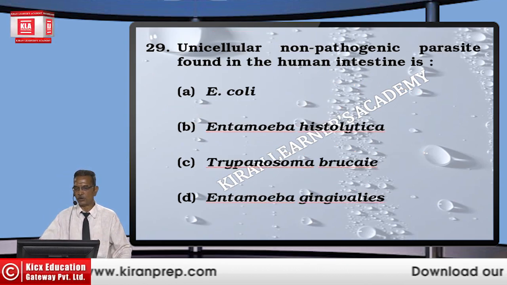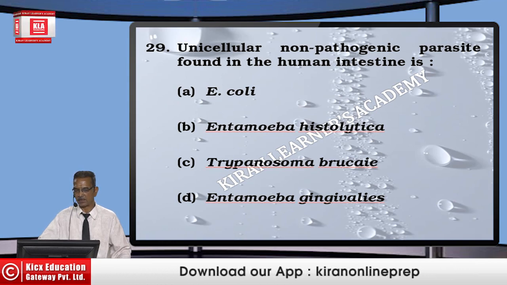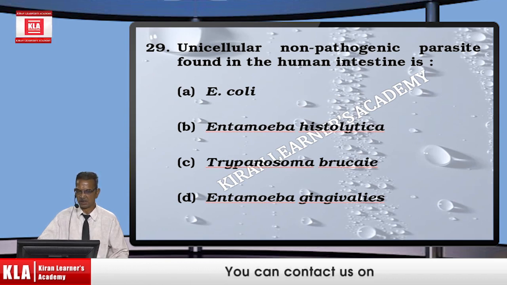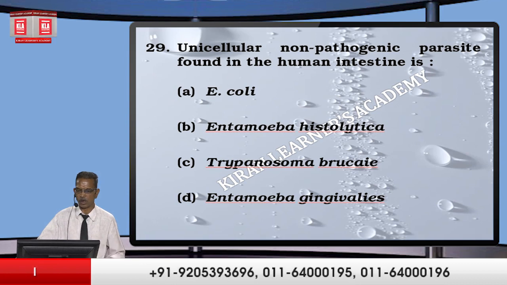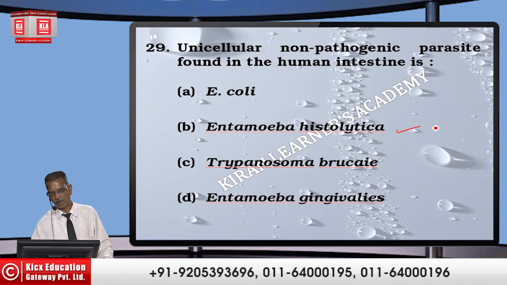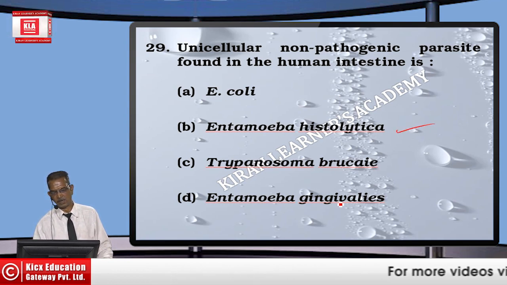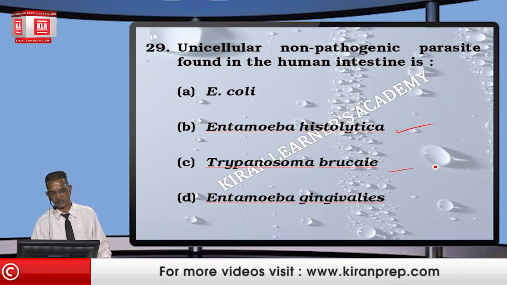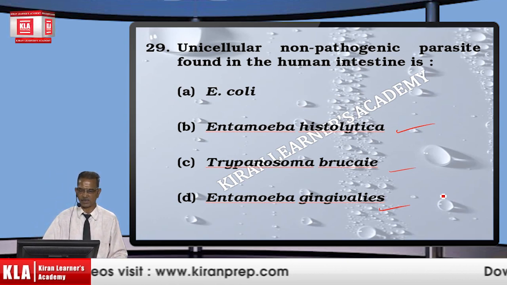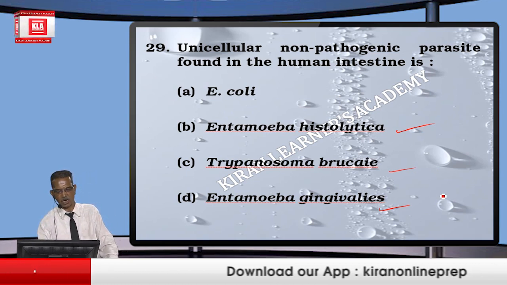Next, unicellular non-pathogenic parasite. Unicellular means belonging to the group Protista or Protozoa. Non-pathogenic means does not cause any disease. But Entamoeba histolytica, which lives on the human body, causes a disease, amoebiasis, blood-stained dysentery. Trypanosoma causes sleeping sickness. Entamoeba gingivalis again causes problems, like poisoning. And hence the option is E.